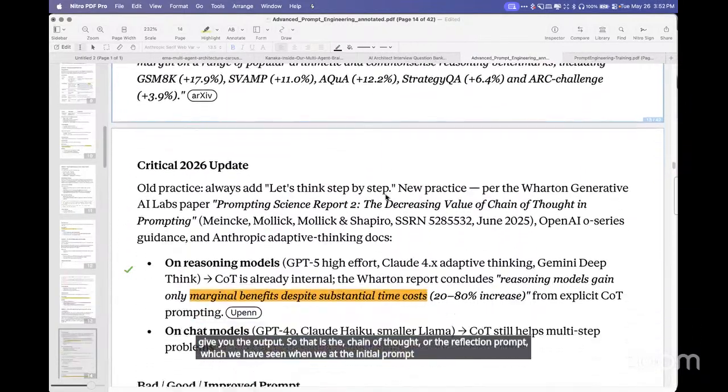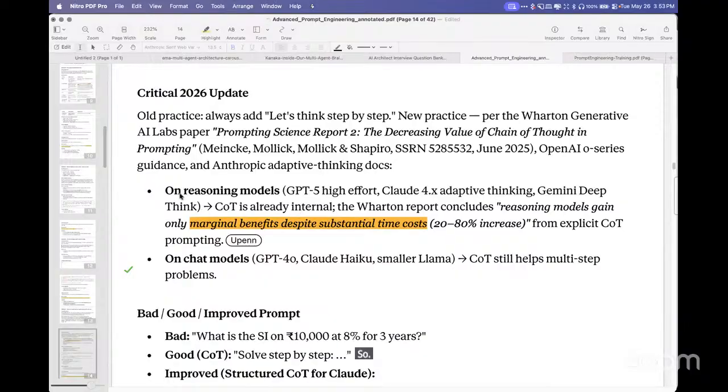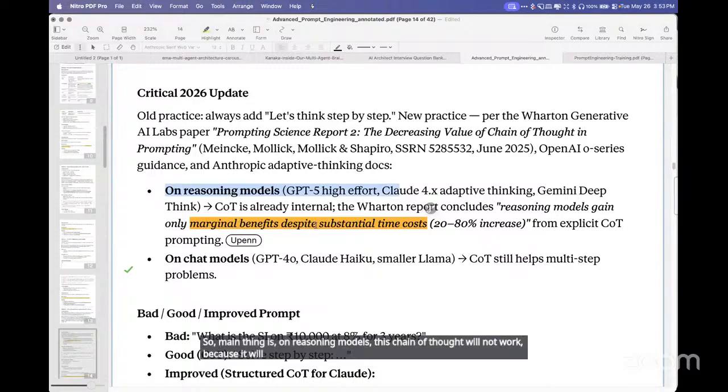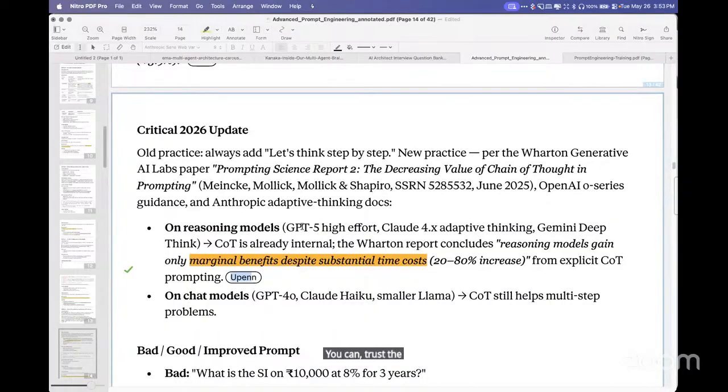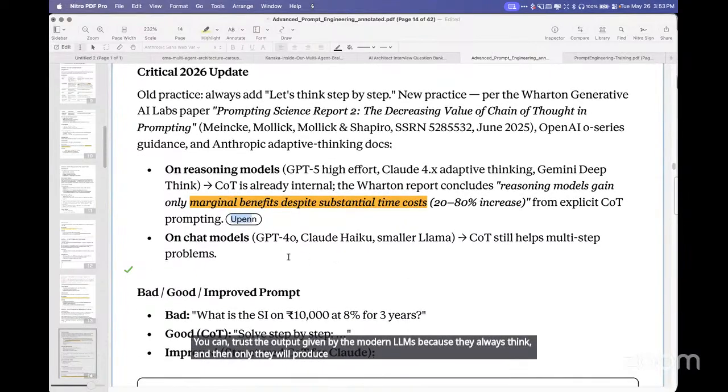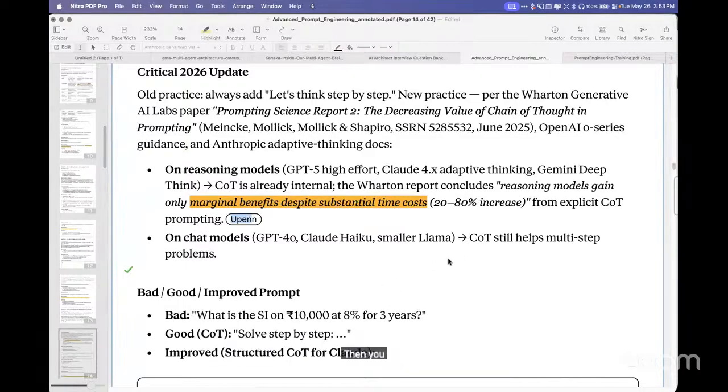So that is the chain of thought or the reflection prompt, which we have seen when we had the initial prompting technique. So the main thing is, on reasoning models, this chain of thought will not work because it will only marginally benefit despite a substantial time cost. So if your model is a reasoning model, then don't use this chain of thought technique. You can trust the output given by the modern LLMs because they always think and only then produce the output. But if your model is old or a less capable, say, flash model, or another non-reasoning model, then you can always improve your output using the chain of thought.